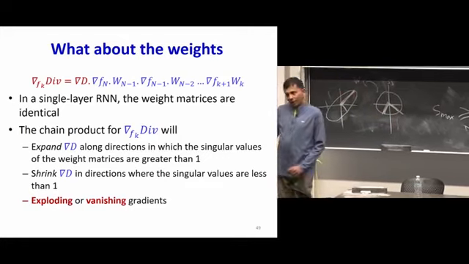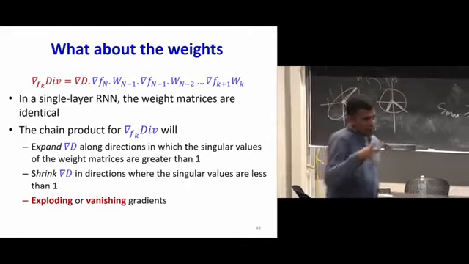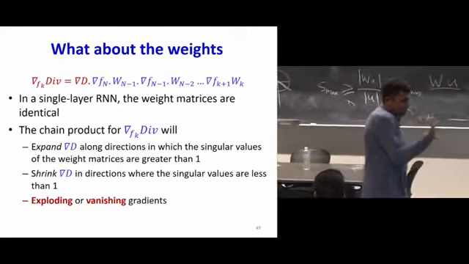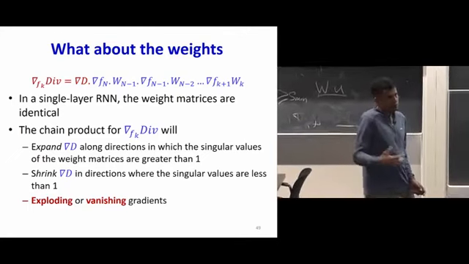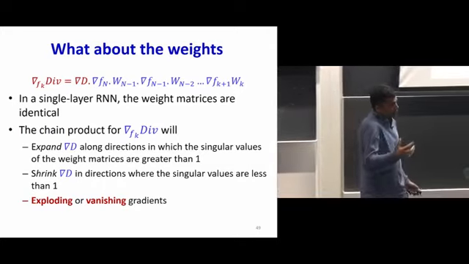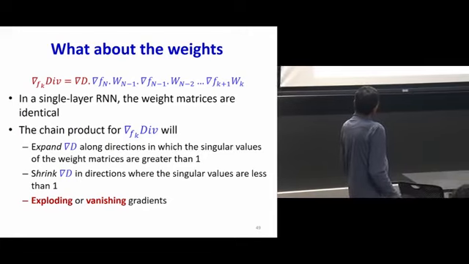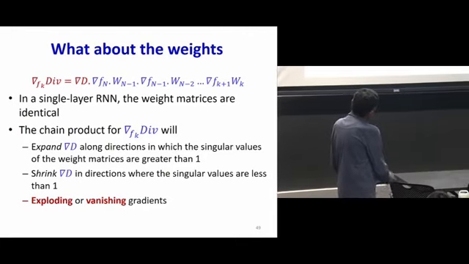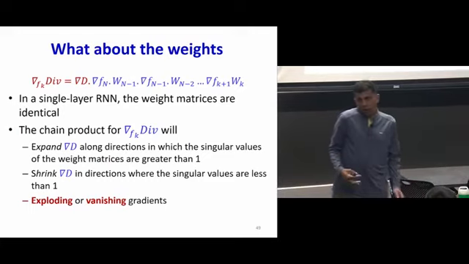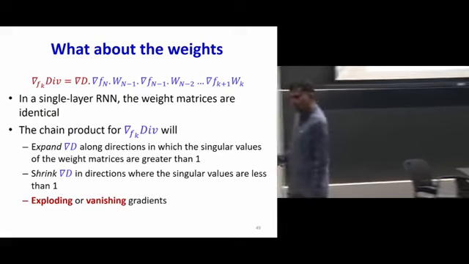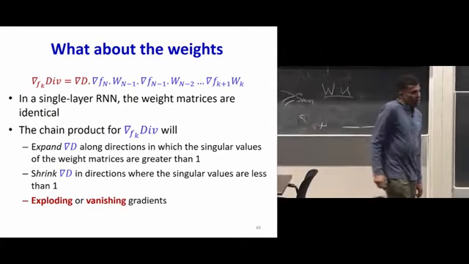And if the vector is explained by some linear combination of these singular vectors, then the components lying along singular vectors with singular values less than 1 are going to shrink. Those components along singular vectors with singular values greater than 1 are going to expand. So what this multiplication with W at any point will do is expand or shrink the derivative that's coming in. And it's going to expand it in some directions and shrink it in the others.